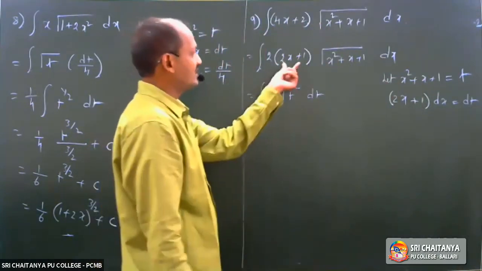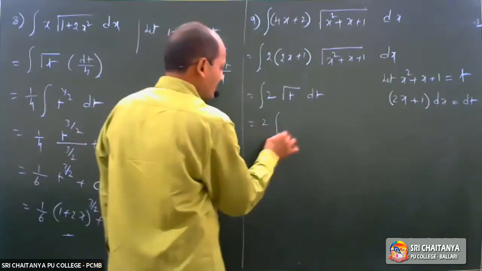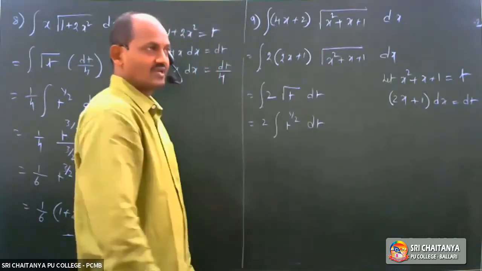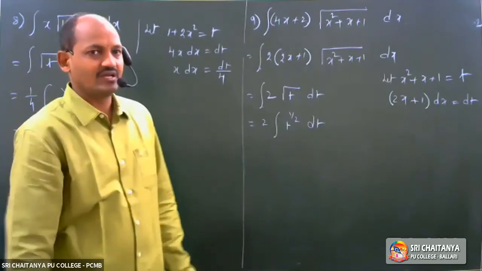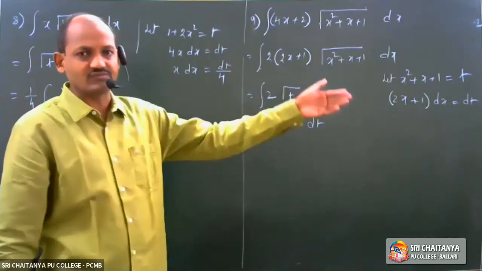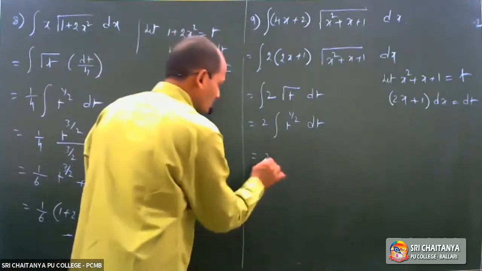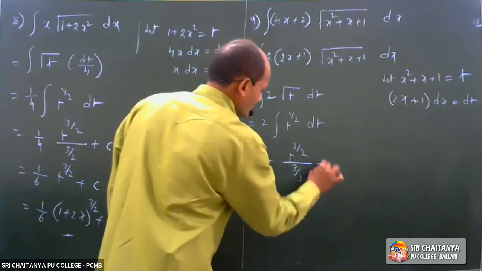Okay? 2x plus 1 dx is equal to dt. So 2 into the integral of t power 1 by 2. Again it is the integral of x power n form: t power 1 by 2 plus 1 divided by 1 by 2 plus 1. So it is 2 into t power 3 by 2 divided by 3 by 2, plus c.